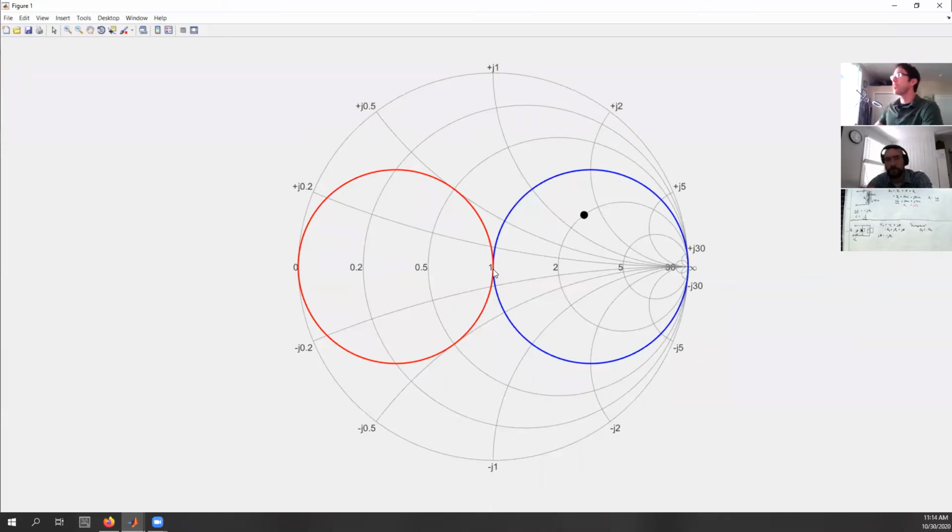So the question now is, what do I do to get this dot either somewhere on this blue circle here, or equivalently, could I get it onto the red circle? So this is where you have to make that decision between the high-low or the low-high network. So the first, let's go back here.